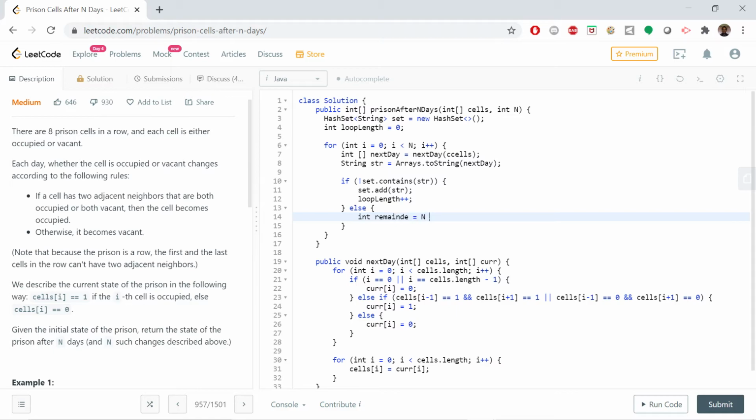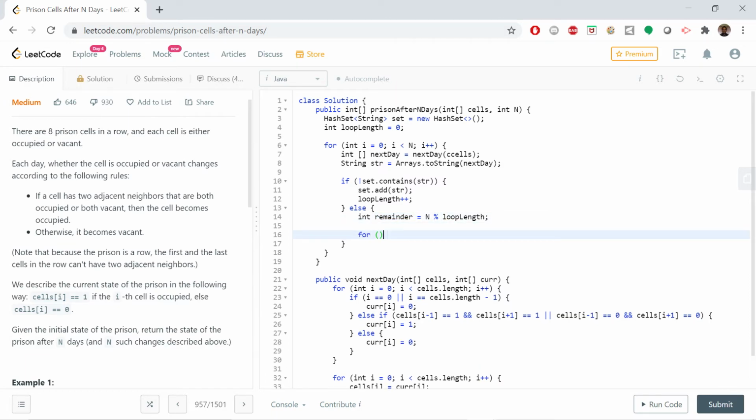It's going to be equal to n mod loop length. And this is the exact same thing that we did in our previous examples. We're just figuring out what our remainder is once we know the loop length and we know how big n is. It'll be very simple to just calculate our remainder with the simple mod operation.